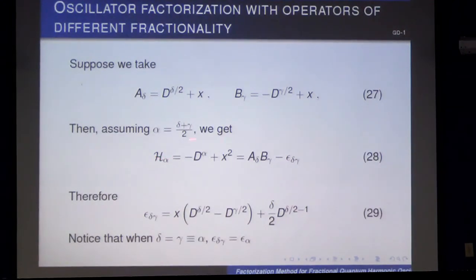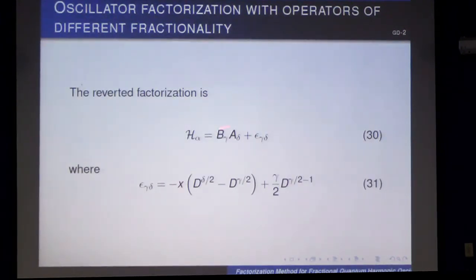So in this case, we put this condition, delta plus gamma to be alpha. So we factorized, and now this factorization operator looks like that. It's a bit more complicated. For delta equal gamma equal alpha, then we have the previous case, because this is zero. So now actually we introduced one more term, so to say, in the dissipation. It's this one here.